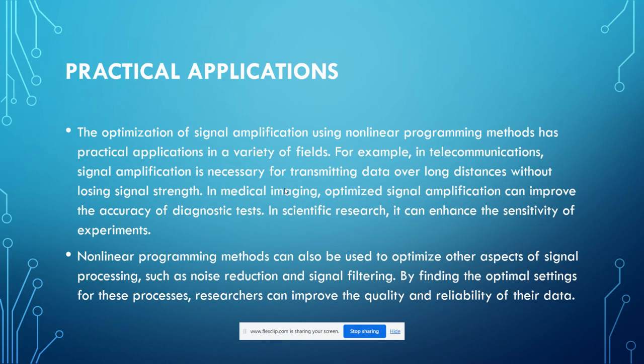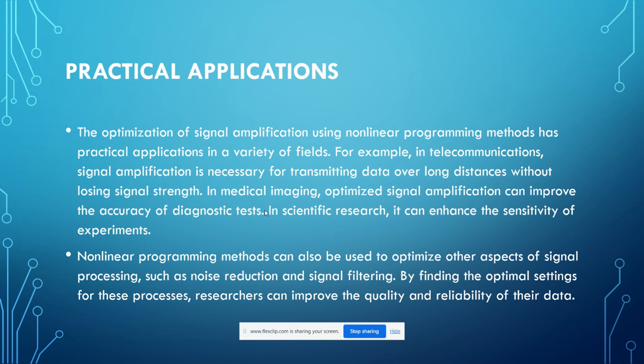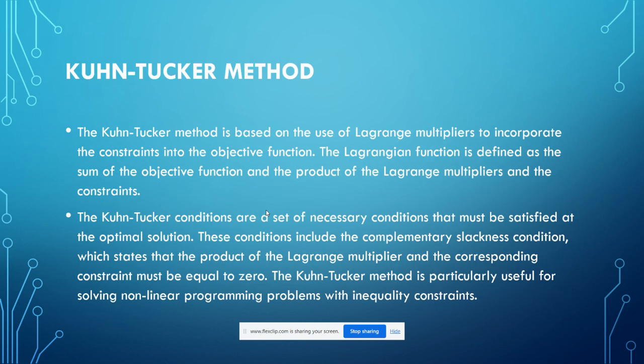One method is the Karush-Kuhn-Tucker method, which uses a Lagrangian constant to find the optimal solution of the required objective function. So the KKT conditions use a lambda value. Lambda is the Lagrangian multiplier to find the maximum value or minimum value or optimal value of the objective function while relaxing the constraints. So these are the practical applications of signal amplification using nonlinear methods. In telecommunications, medical imaging, or scientific research, signal amplification is used.